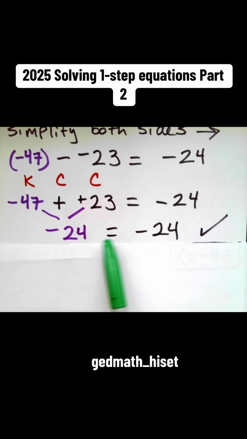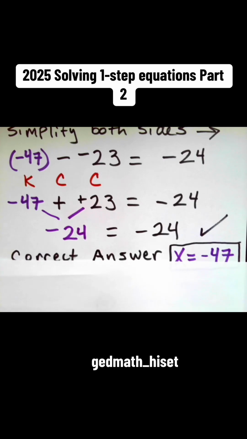Does the left side equal the right side? It surely does. What does that mean? I got a correct answer. X has got to be equal to a negative 47.